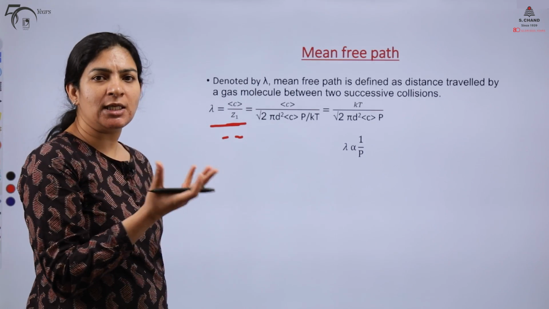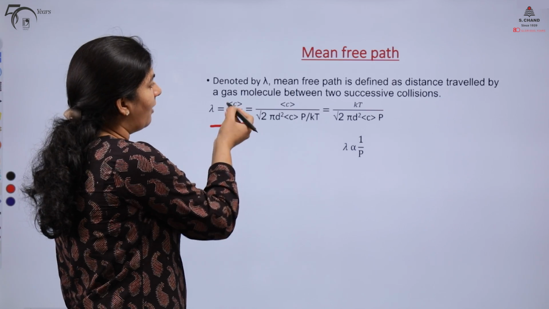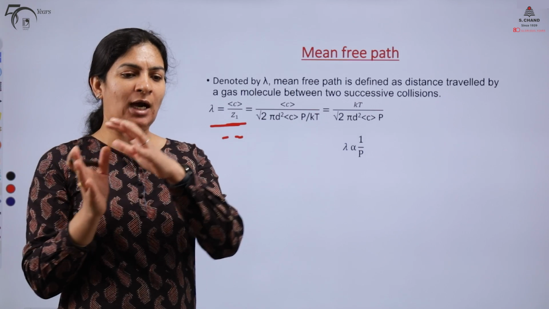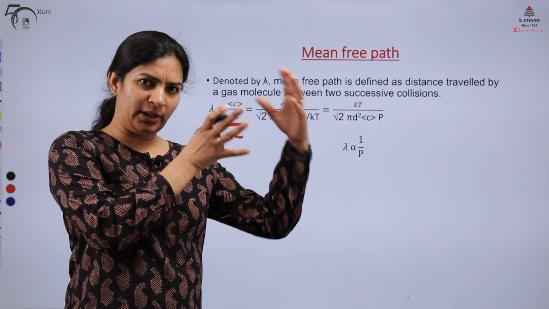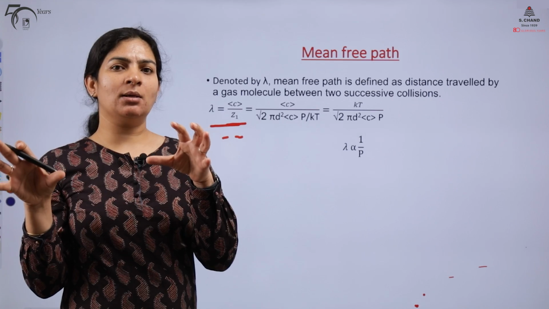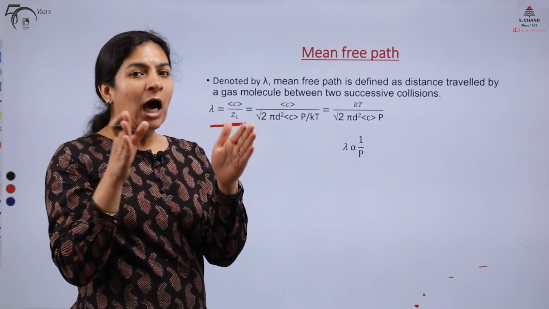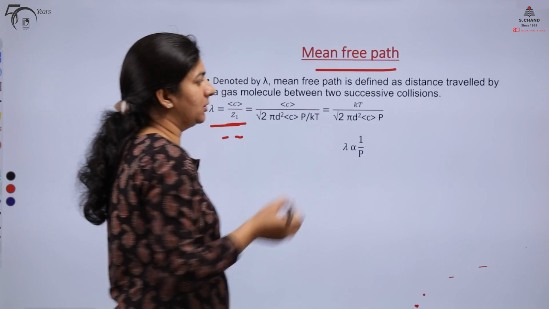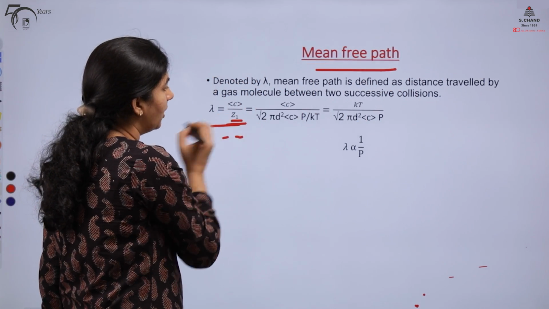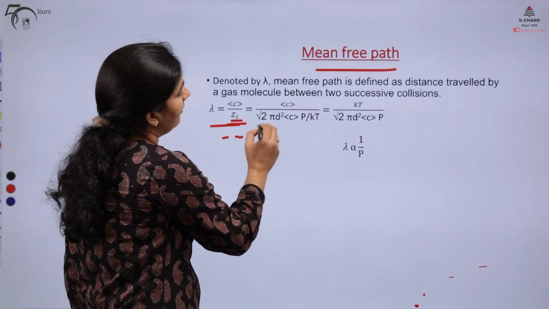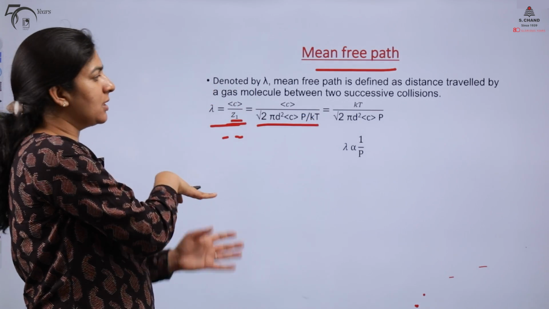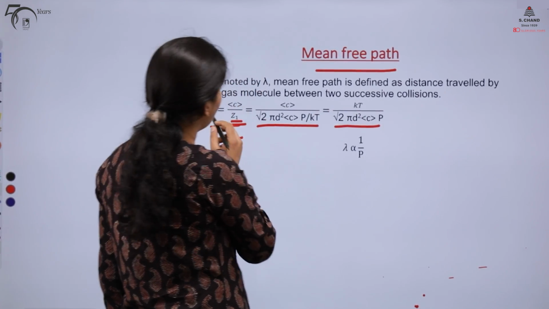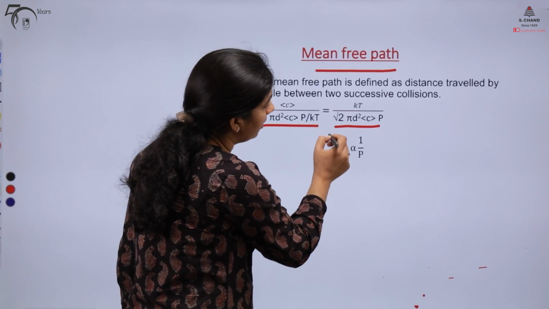Mean free path is basically defined as the distance travelled by a gaseous molecule between two successive collisions. So, it is undergoing one collision, after some time it is moving in another direction, undergoing the next collision. Between one collision and the next, the distance a molecule covers is called the mean free path, and it is related to Z1 by this equation. Substituting the value of Z1 from the previous expression that we have just derived, we get this relationship between mean free path and pressure.